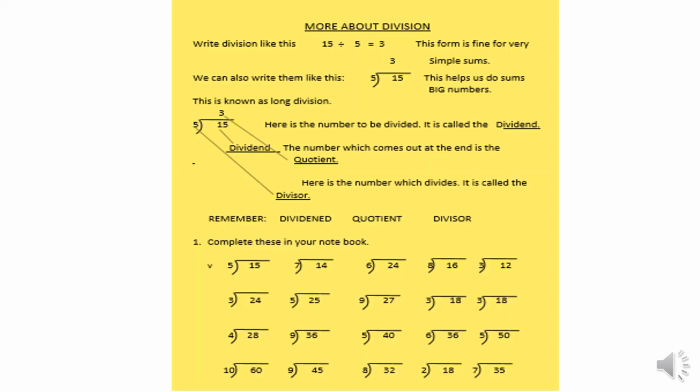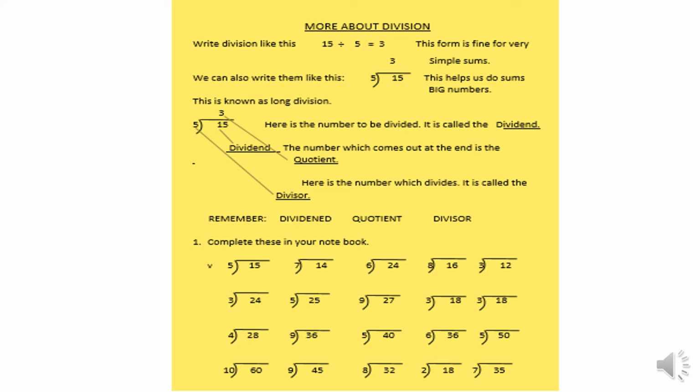More about division. Now we can also write this division. This is the division sign. We write division like this: 15 divided by 5 is equal to 3. This form is very fine for very simple sums. We can also write them like this. We can also write in this form, like 15 divided by 5.